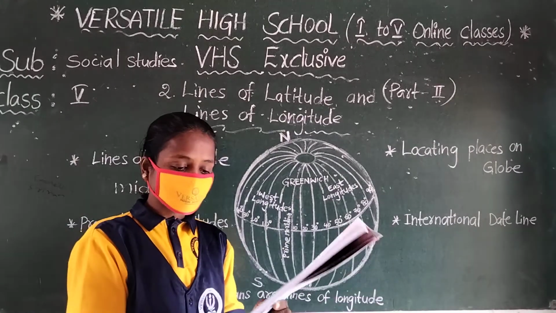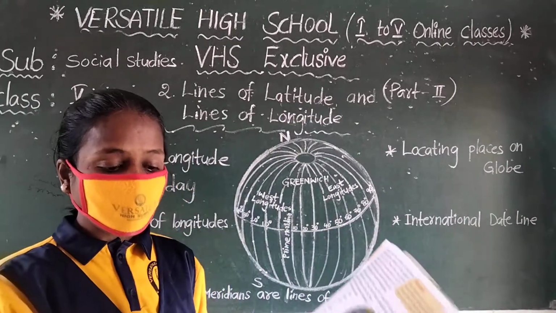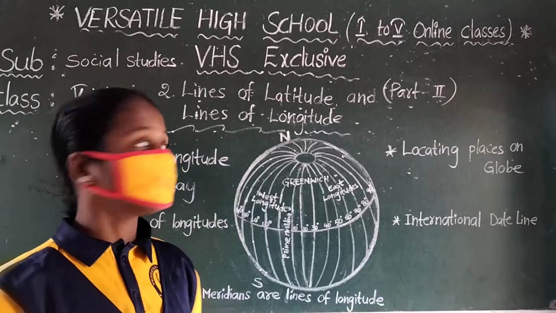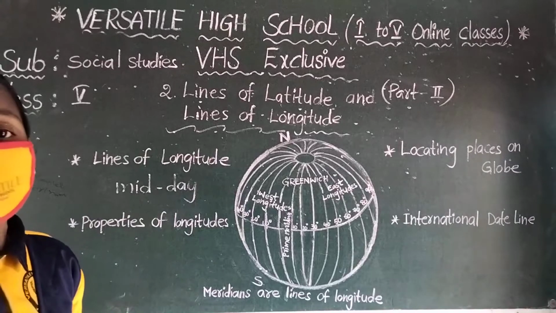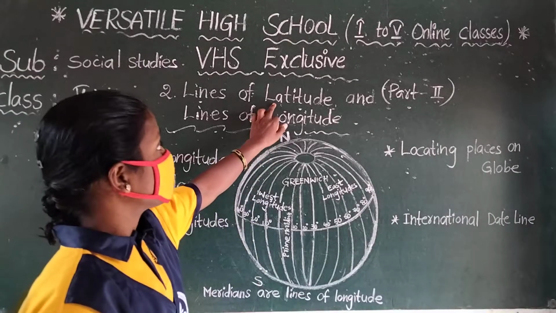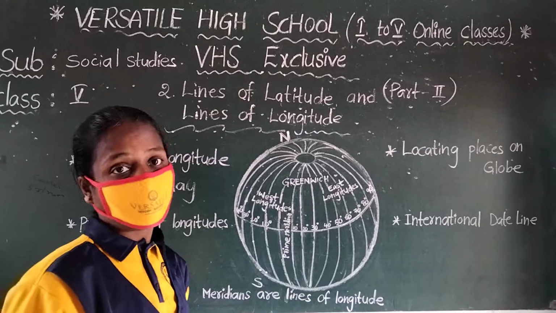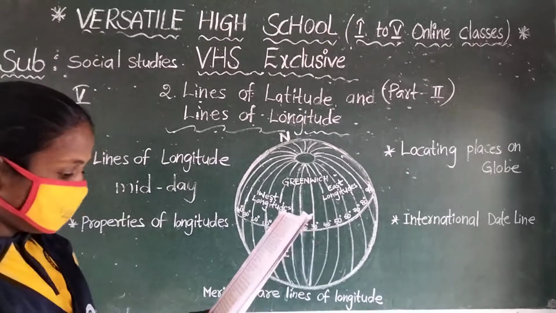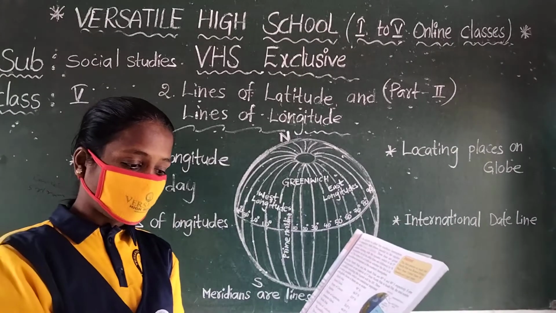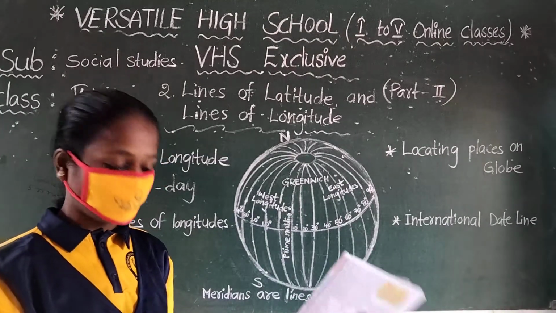Just as the latitudes are numbered, so are the longitudes. Already you know the other name of lines of latitude: parallels. So these are the 181. But here, just as latitudes are numbered, so are the longitudes.